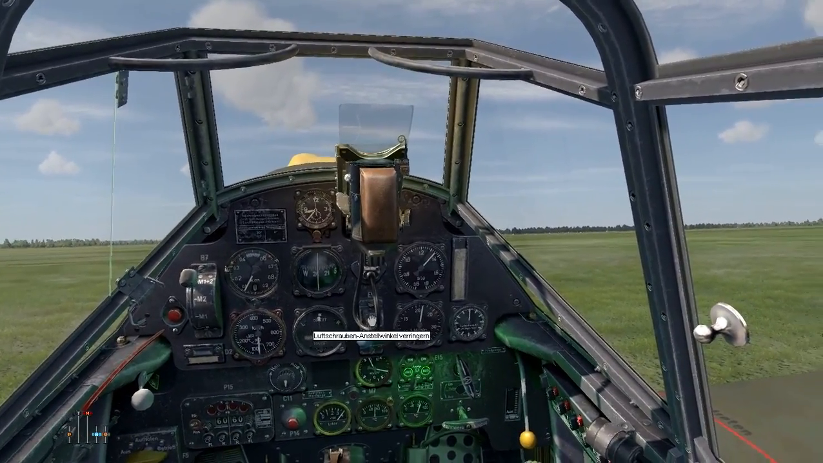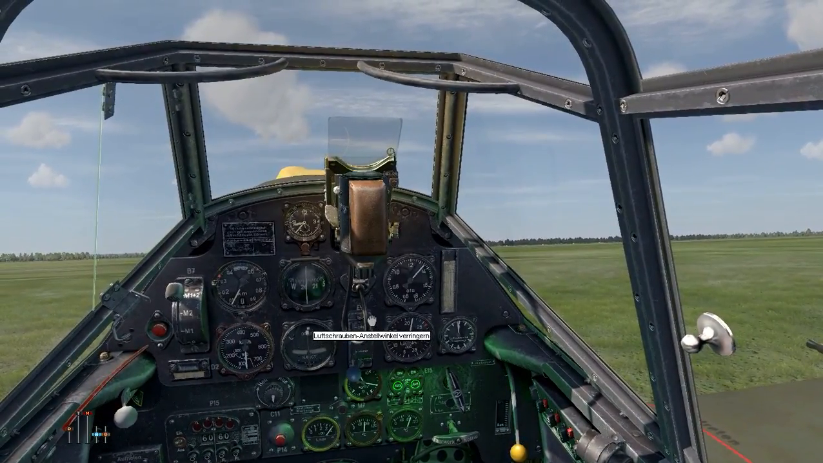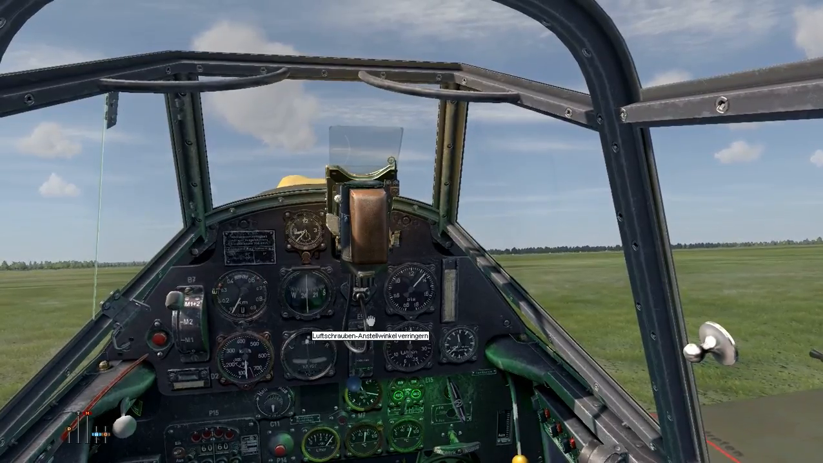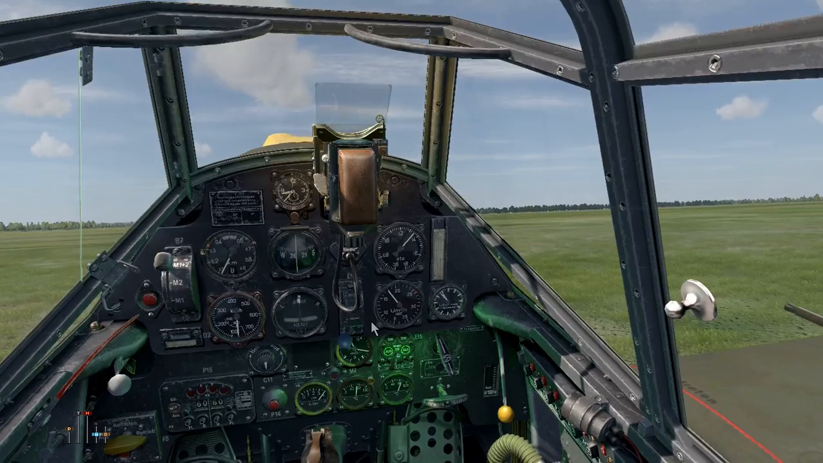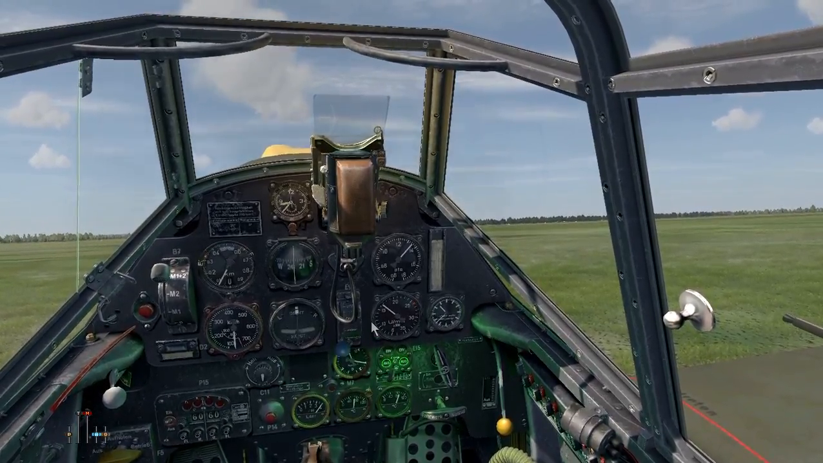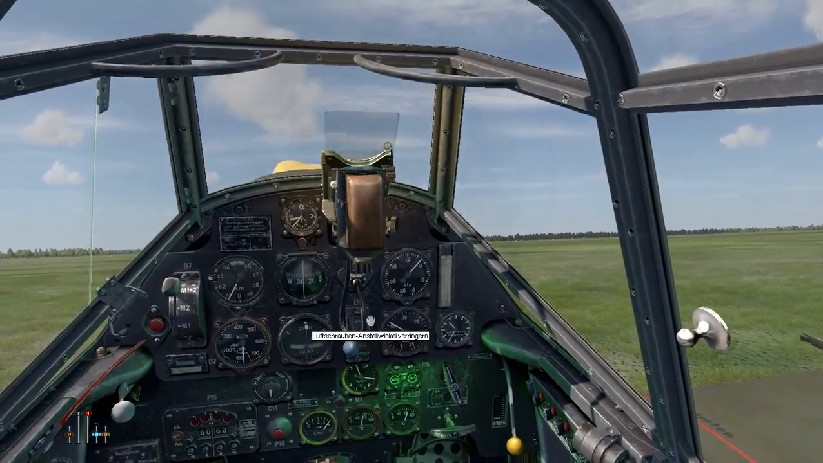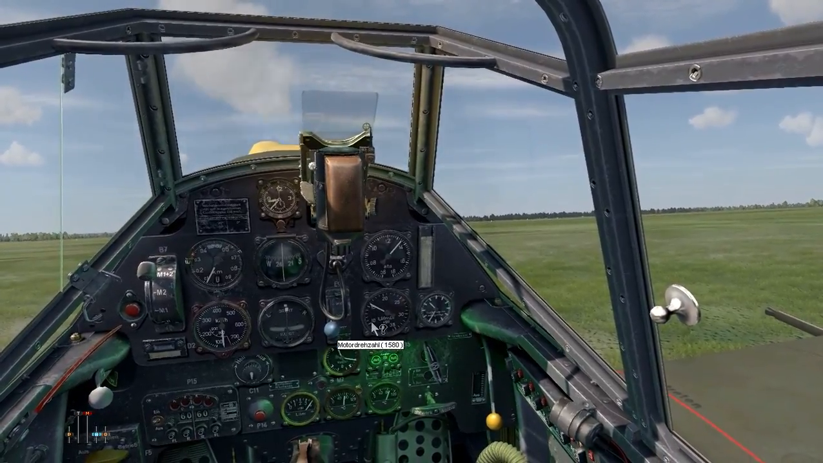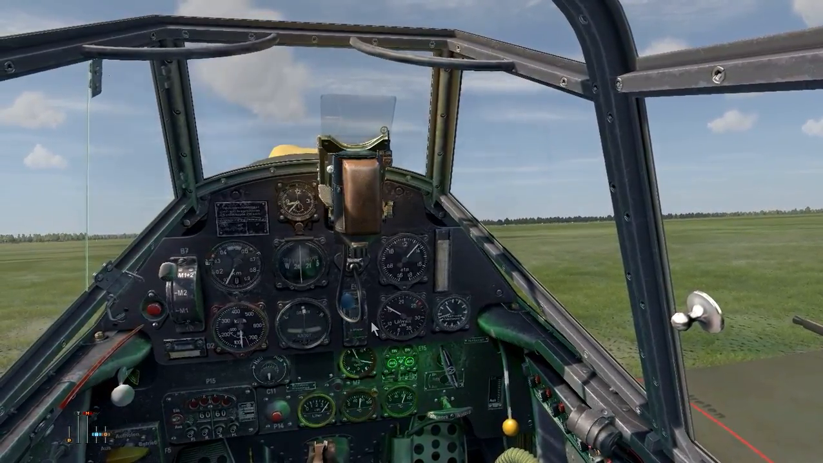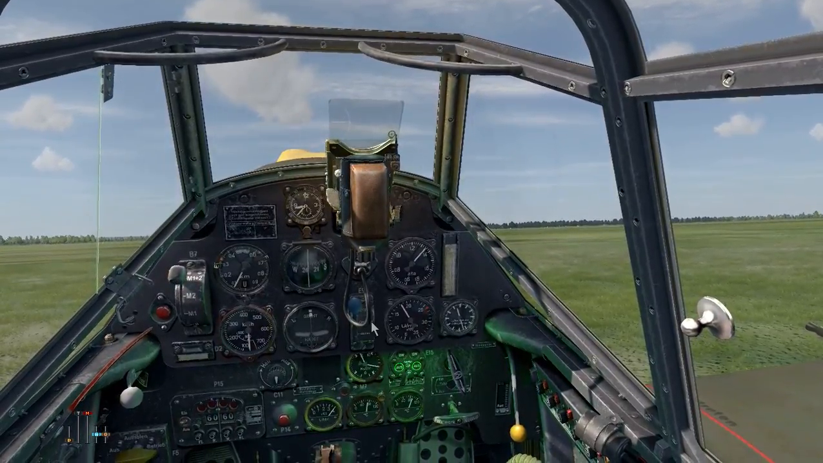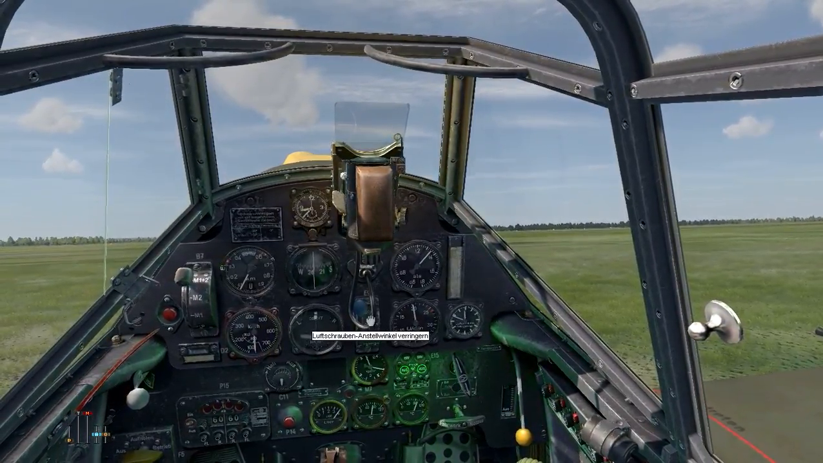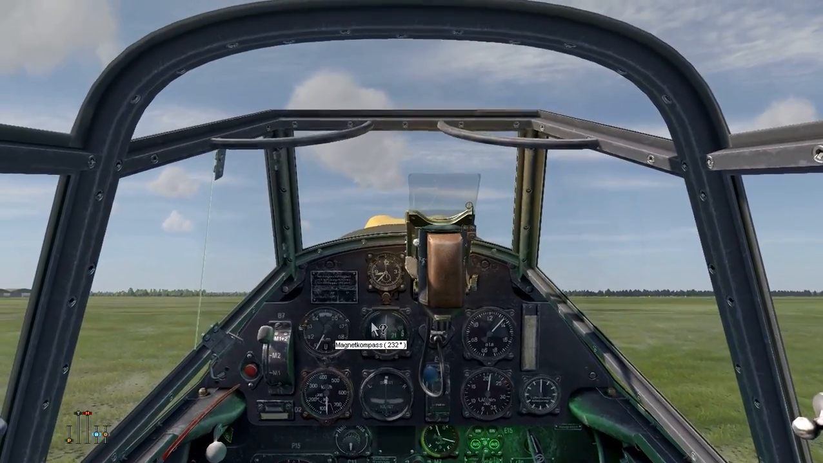If I now, for example, would raise the prop pitch, you will see how the rounds per minute go down. You see that? You hear it. You hear it also. Yeah? And this would be too few rounds per minute to take off. So I want to get to 2000 rounds per minute, and I do this by the prop pitch. So now I'm going to take off.